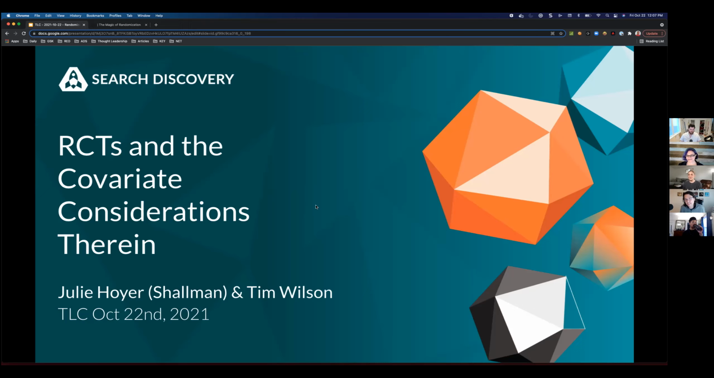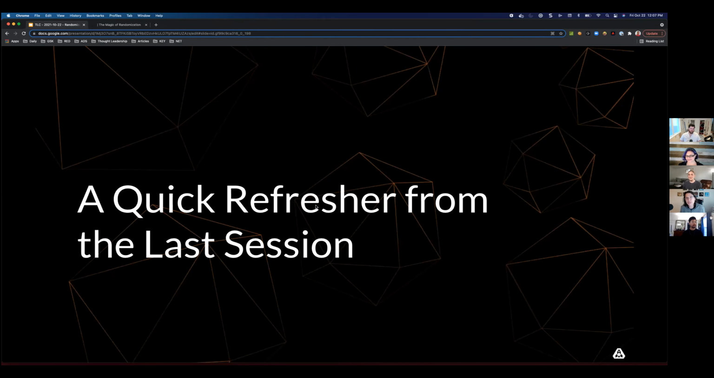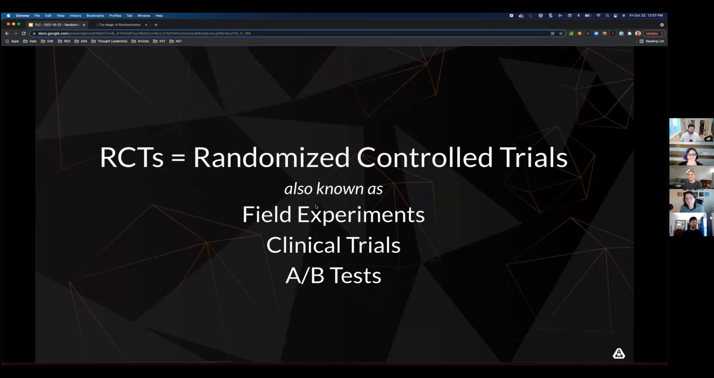We're going to start with just a quick refresher from the last session. I don't know how many people made the last one, but the first session was really about RCTs. Just because of the terminology we will be using, we will be referring to RCTs, randomized controlled trials, which go under lots of different names, and we were clear that A/B testing is one form of an RCT. It's a particular form we're going to focus on a little bit less today.